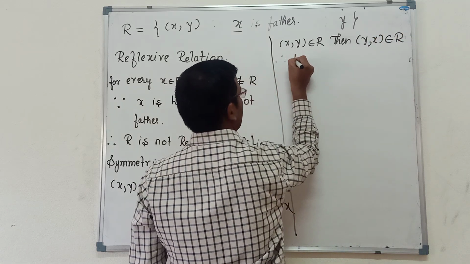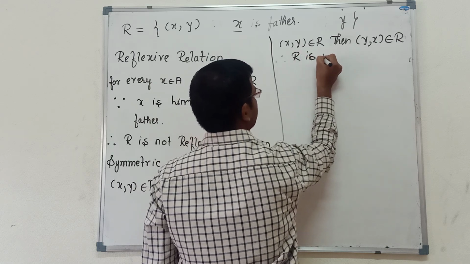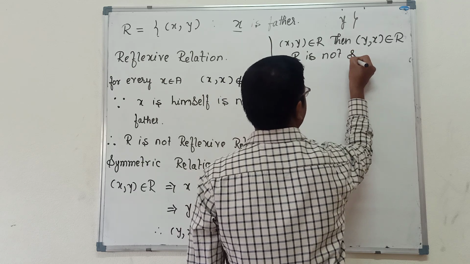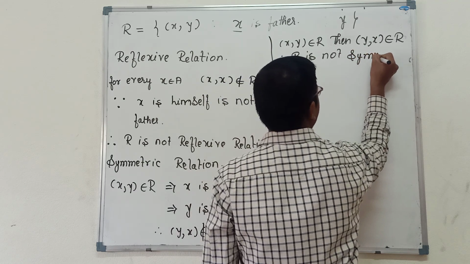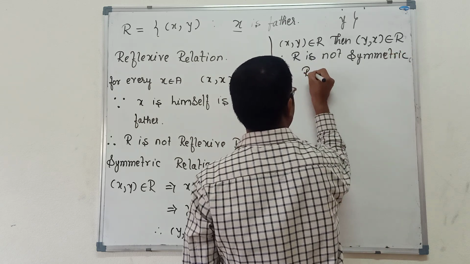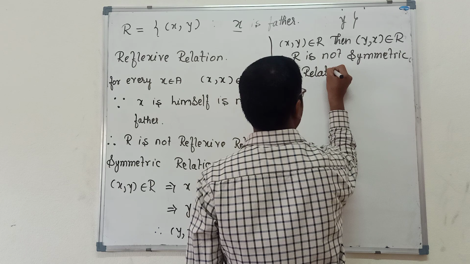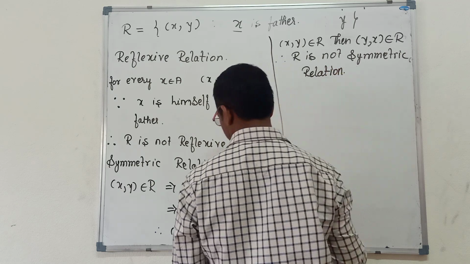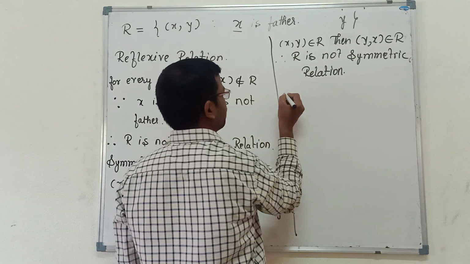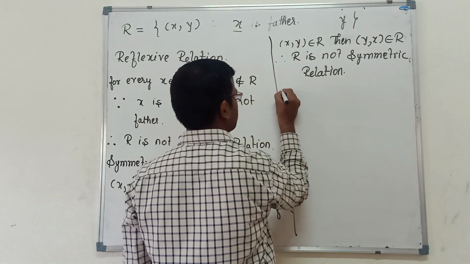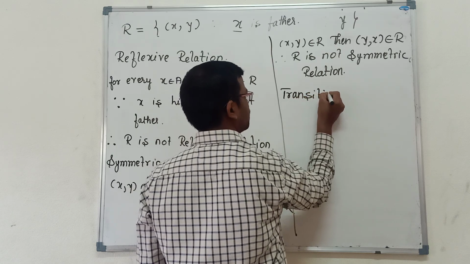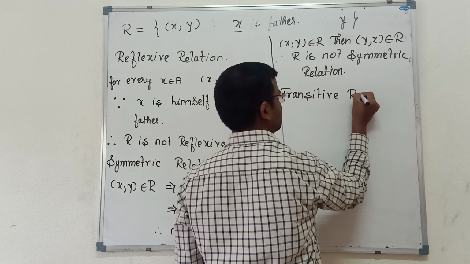Therefore, R is not a symmetric relation. Next, we come to the transitive relation.